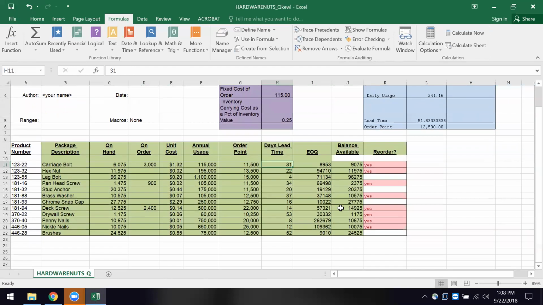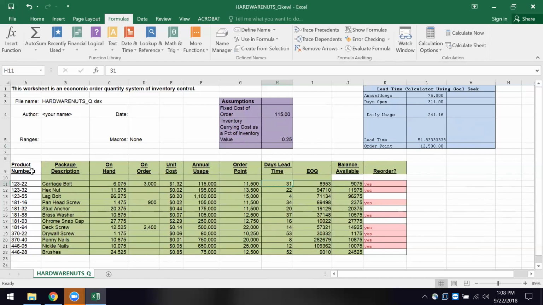Now I've added some formatting here to make it look nice. I've got the product number over here, and it looks like I've sorted them starting with the lowest to the highest, and I've got the package description. What is it? How many have we got on hand? And how much do we have on order? And what we have on hand and on order gives us the balance available.